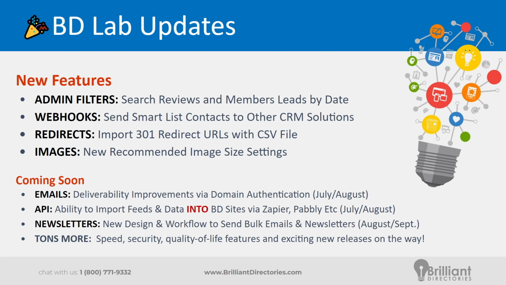So what this allows you to do is, if you're familiar with the smart list in Brilliant Directories, you can create segmented lists of your members. For example, all your California members who have an active status and are in the top level category doctor. You can create a smart list of just those contacts. So with this update, you can now send that smart list directly to another CRM such as MailChimp or Constant Contact or HubSpot. So basically you can start moving bulks of members, of segmented members, into other CRM solutions.